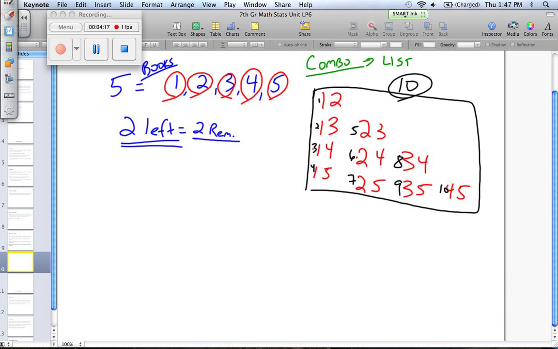Alright? There's not as quick of a shortcut as we learned for the permutations with the counting principle, but you just can easily think through the problem, set up a list, or a tree diagram, which we're going to do with our next example.